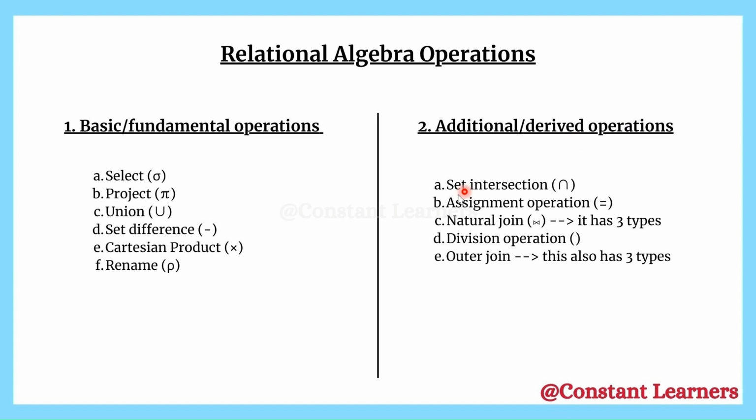In the derived operations, we have set intersection, denoted by the intersection sign, and the assignment operation, denoted by the equal to sign. This is not equal to, actually, this is an assignment operator. That means we are assigning some value to some place, which we'll discuss. Then we have the natural join, and we are going to discuss three different types. Then we have the division operation, denoted by the division sign. And finally, we have the outer join, which also has three different types.